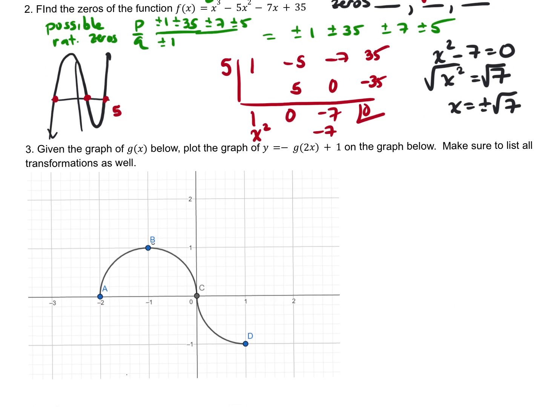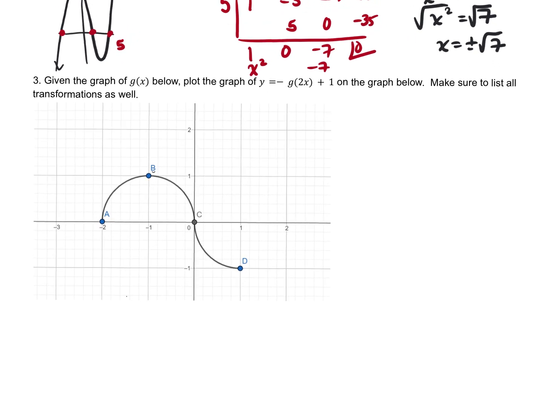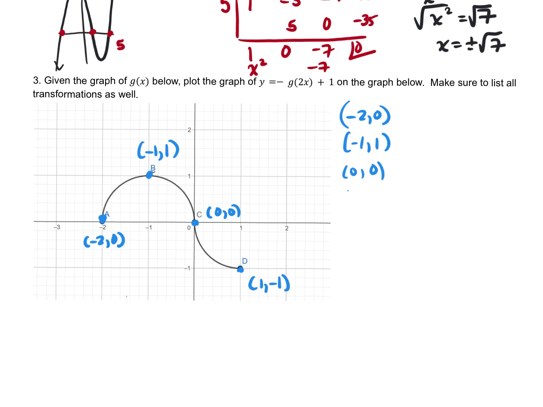All right, let's look at number 3. Number 3 is another problem about transformations, where we have this weird graph and I'm going to transform it through this new function. So this is just some graph, and I can see some of the points on here: (negative 2, 0), (negative 1, 1), (0, 0), and (1, negative 1). These are my starting points on the graph, and I'll list those over here. Then I'll see what happens when I transform it through my new function.